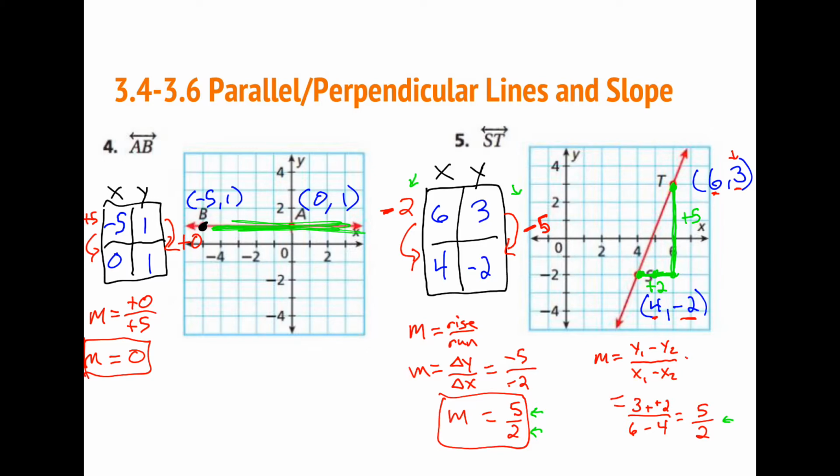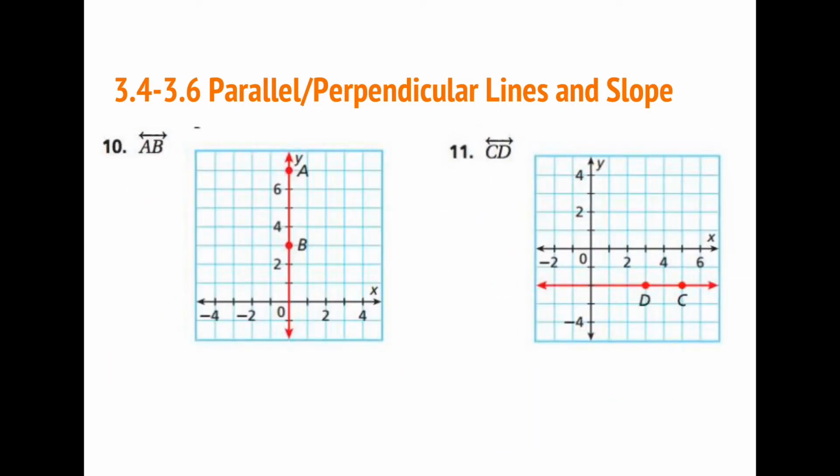All right, taking a look at the next problem. Number 10, let's make a slope box. Let's look at this first point. We'll do A. So that's going to be 0, comma 7. Put that in our table, 0, comma 7. And then B is going to be 0, comma 3. Once again, let's put that in our table. And let's find that change of y.